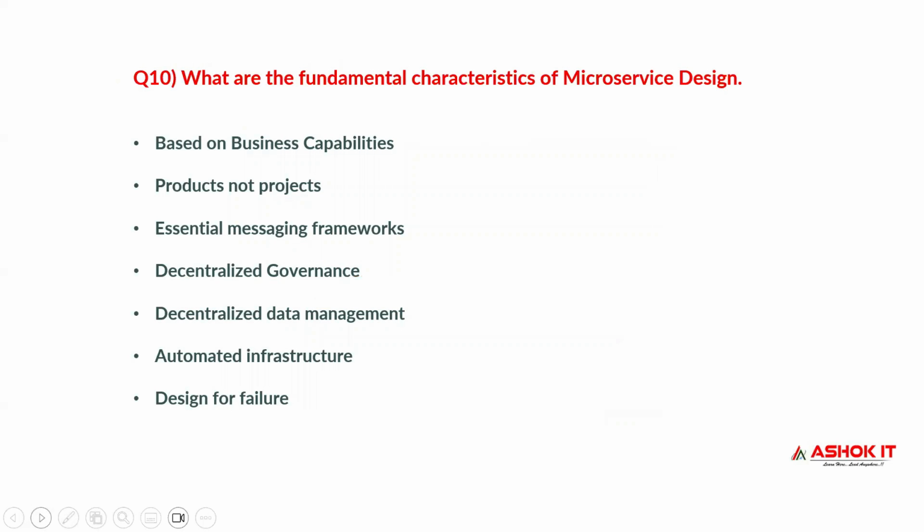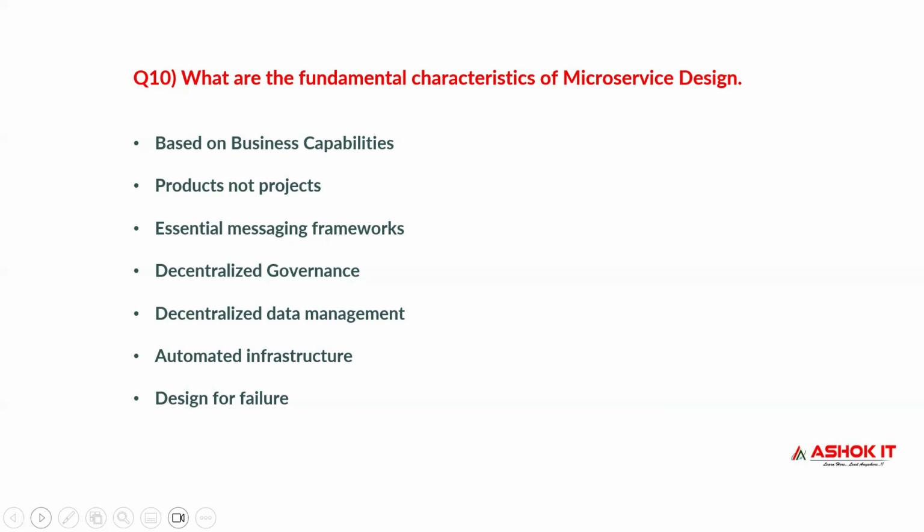What are the fundamental characteristics of microservice design? So there are different fundamental characteristics of microservice design. The first one is based on business capabilities. Services are divided and organized around business capabilities. The second is products, not projects. As I previously said, microservices are entirely based on products, not projects, meaning a product should belong to the team that handles it.